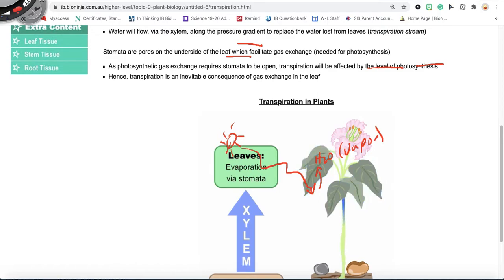Now, water is going to flow via the xylem along the pressure gradient to replace the water loss. So again, there's going to be a high pressure here in the roots. There's going to be low pressure here in the leaves. So now the water through the xylem is going to be moving from the roots down here through the stems to the leaves.